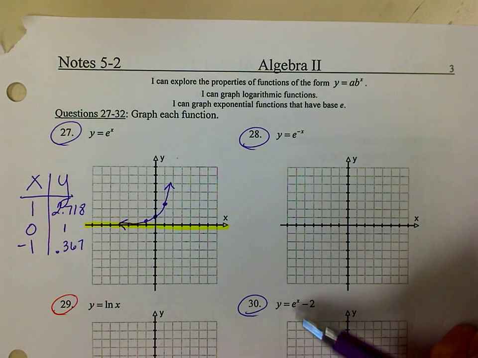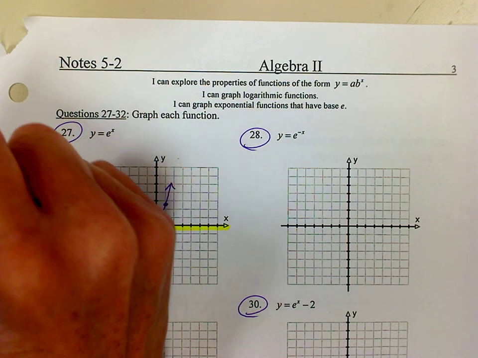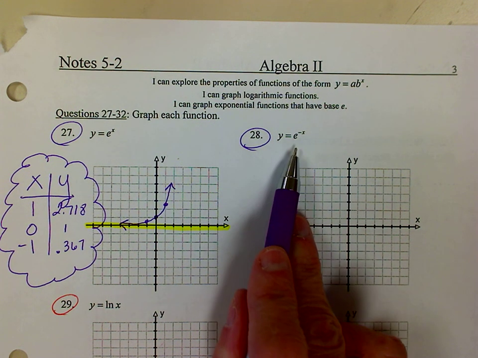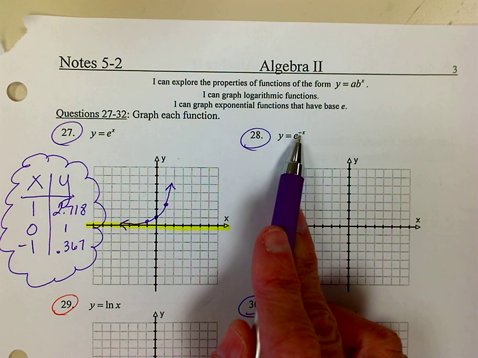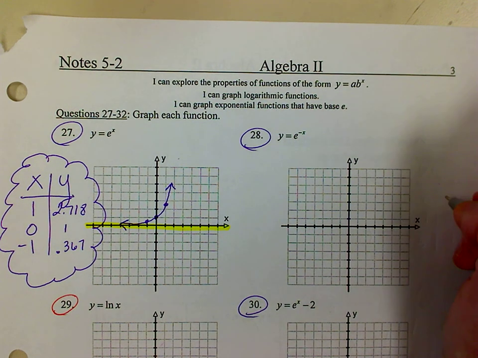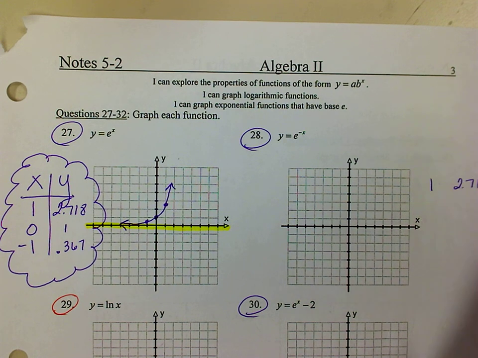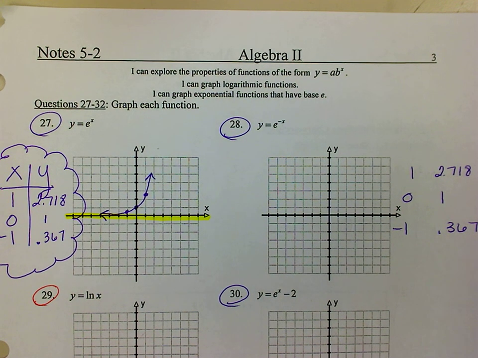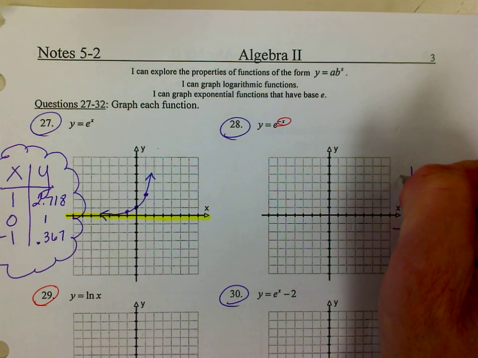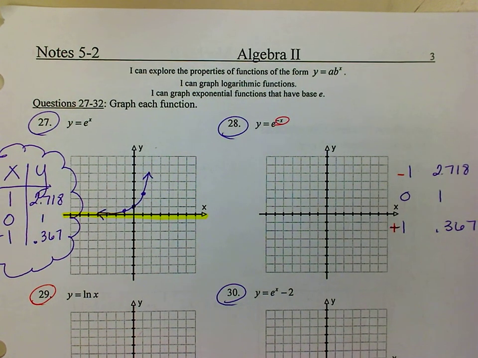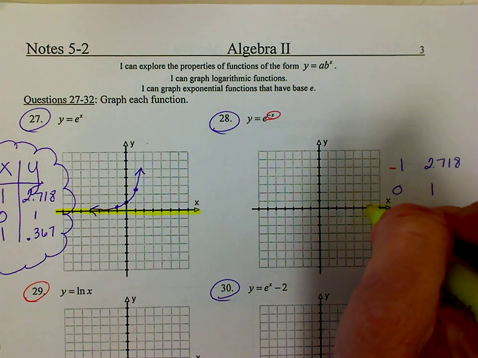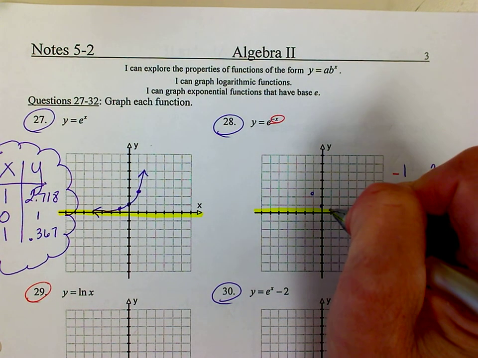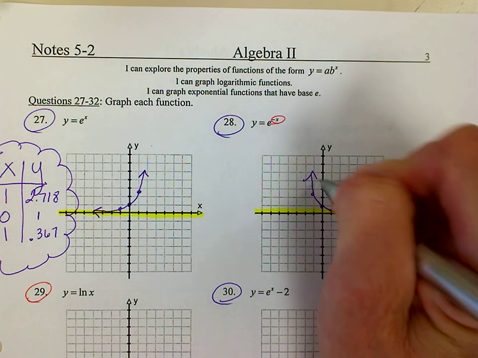Now, since 28 and 29 also have a base of an E, I'm going to use this same table. But on this one, since the x has a negative with it, these are going to change to the opposite. So I actually should probably write this one down. Okay, so that's the same table. However, again, since there's a negative there, the x's change to their opposite. I've got to draw this in. I can't cross the x-axis. Now I'm going to plot those points. So there's 28.